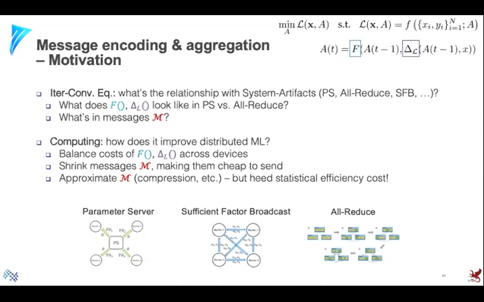We also need to think about how we can balance the cost of computing and aggregating these messages across different devices. How can we make the messages smaller before we transmit them? And if we make these messages smaller through, say, compression and approximation, what are the drawbacks, and how can we mitigate some of these drawbacks?